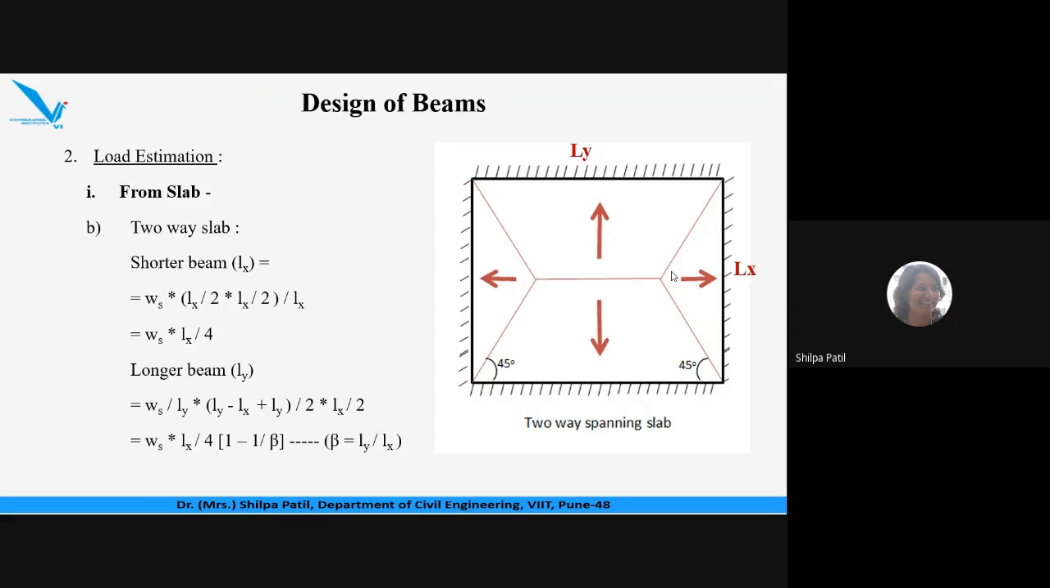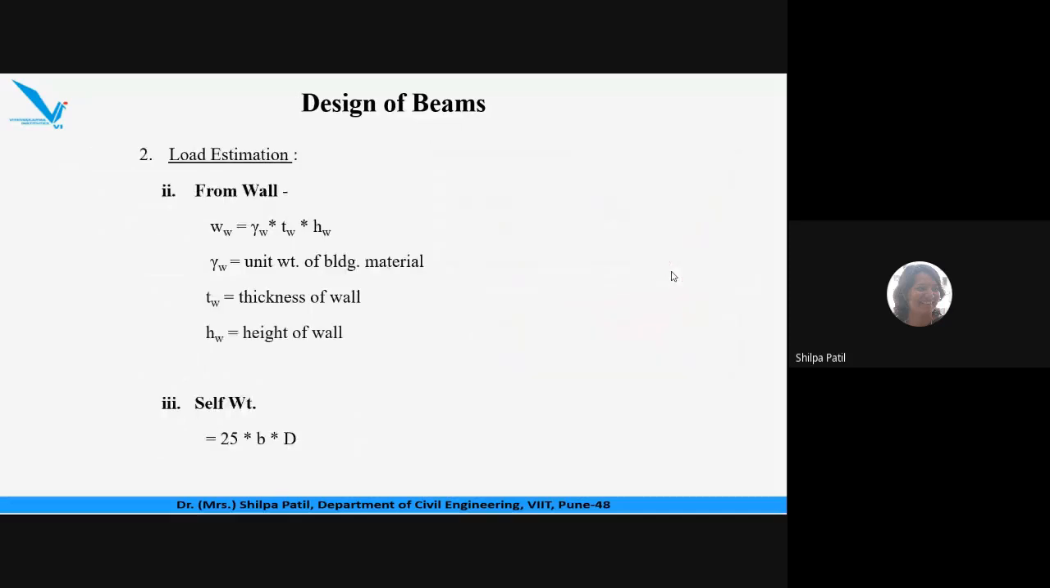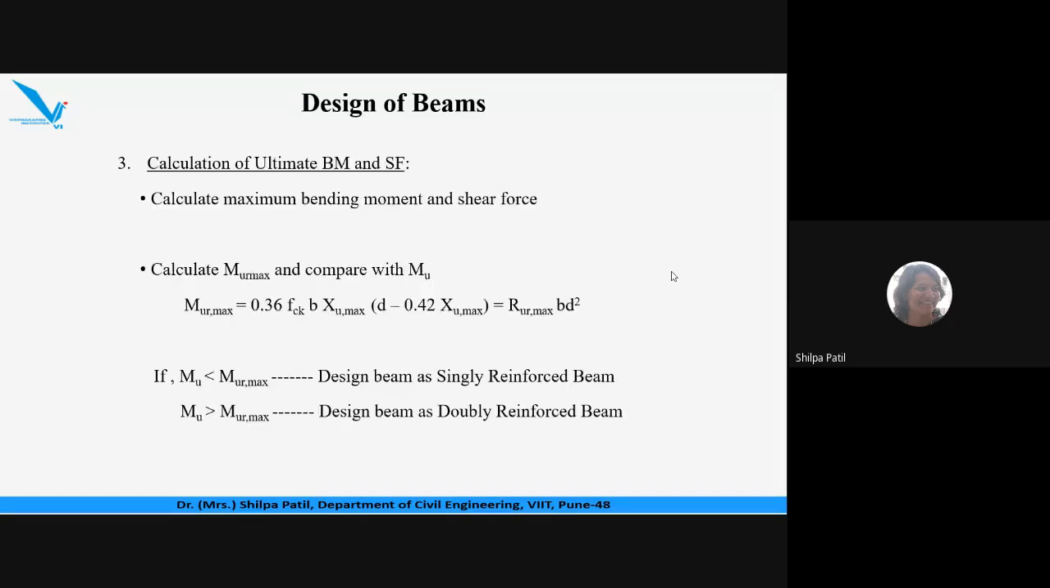So don't take pictures of these slides, because I have to maintain the time for your lecture. The load coming from the wall and the self weight is also calculated using this formula, and the entire load acting on the beam is given, so there is no need to do these steps for the problem. Then we have to calculate the ultimate bending moment and shear force.